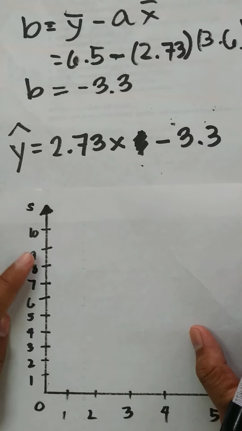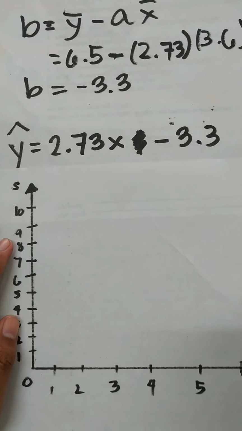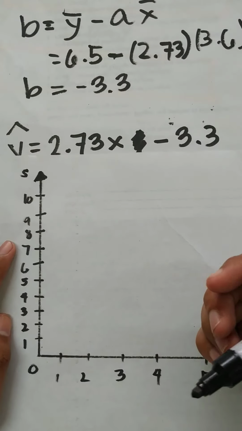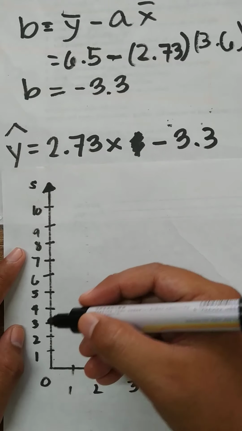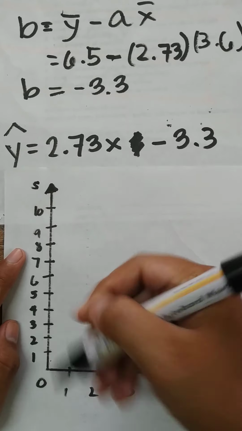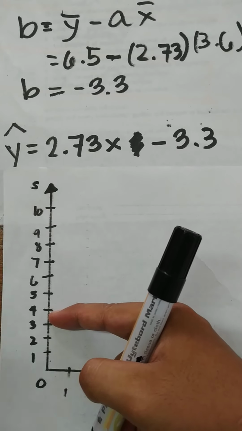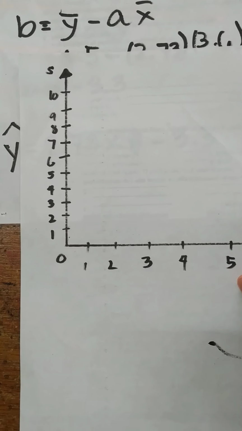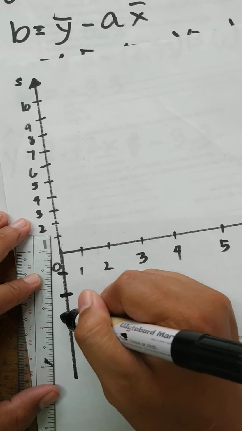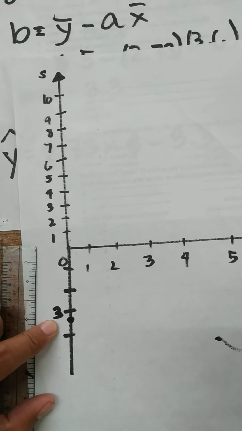Actually graphing this one is the easiest part. First we just need to look at our y-intercept, which is negative 3.3. Assuming this will be our x-axis and our y-axis, with y-intercept negative 3.3, we are going to start there. As you can see, we do not have any negative there, so we'll be assuming our 3.3 here. We'll extend this a bit because I forgot that it is negative 3.3. So this is our y-intercept, negative 3.3.